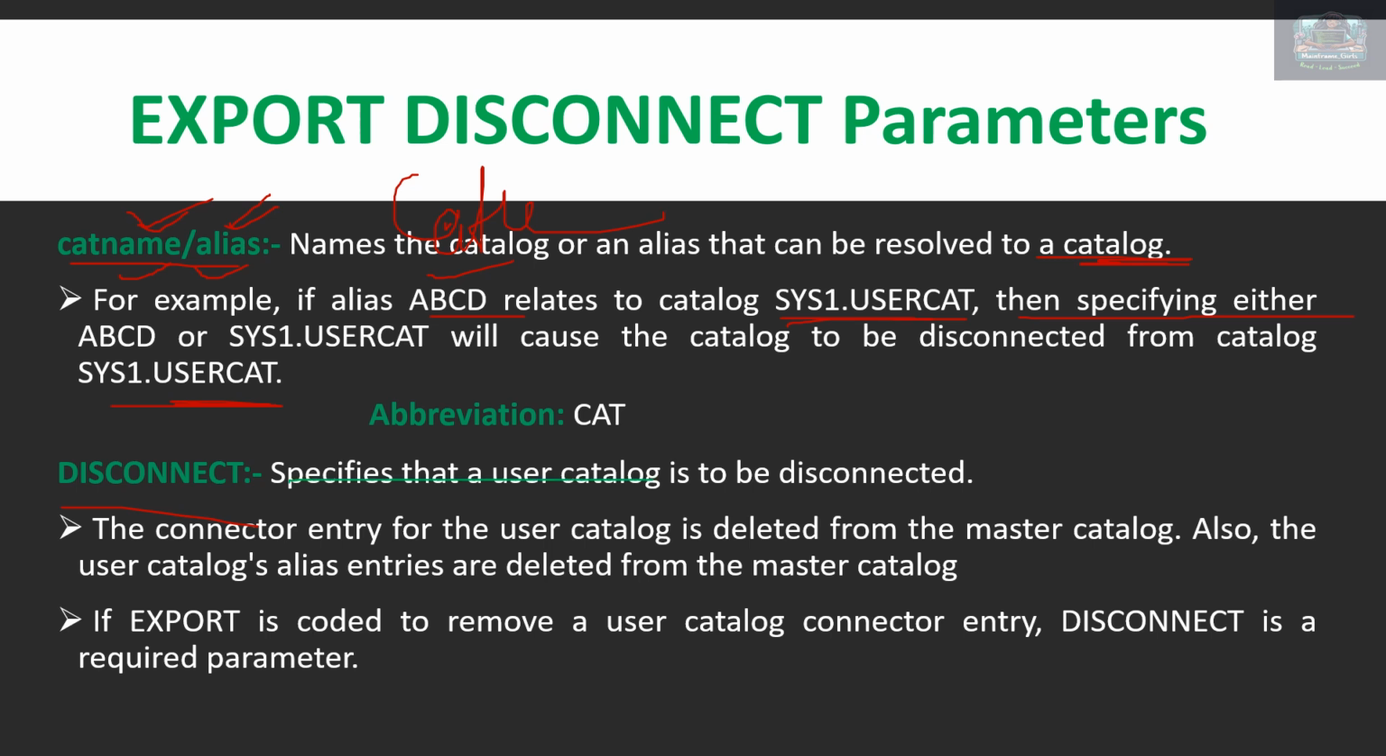If you are not specifying disconnect, it will not do a disconnect. So disconnect is needed. The connector entry of the user catalog is deleted from the master catalog. Also, the user catalog's aliases are deleted. As I told you, all the alias entries will be deleted from the master catalog when you specify this keyword and you are removing the connection between a user catalog and a master catalog. If an export is coded to remove a user catalog connector entry, disconnect is a required parameter. That's what. If you want the connection to be removed between two catalogs, disconnect is a required parameter.